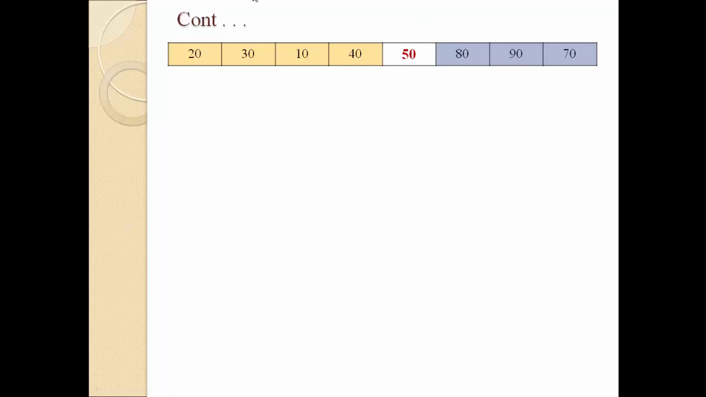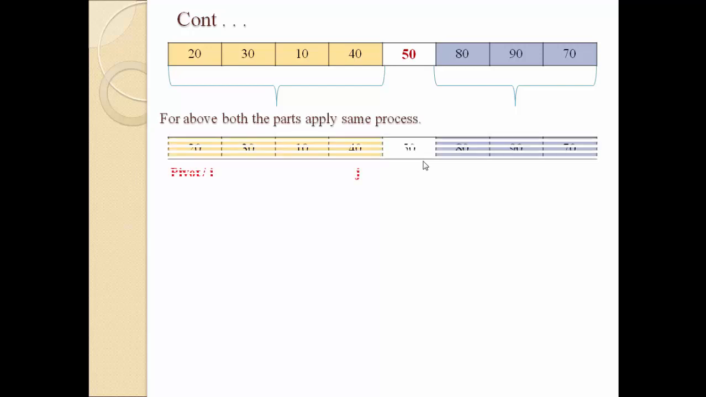Right? Now the same steps we have to follow for both these parts. Now we have two different parts, the first part here and the second part here. We are not going to touch the pivot element now because it is on the correct position. So we have to follow the same step for the left part as well as the right part. Let us follow the same step for the left part first. This is the first part and this is our second part. So for this sublist we are applying our same steps.